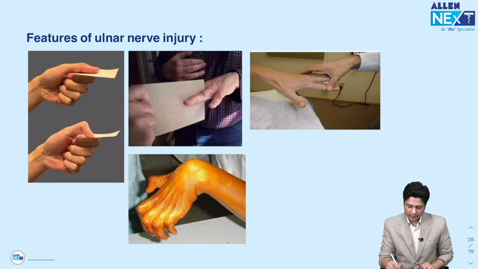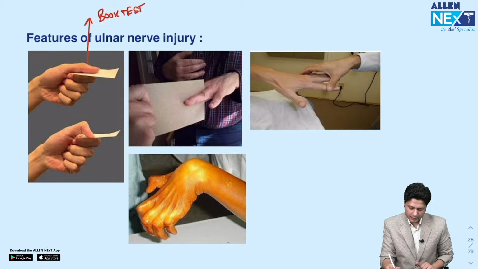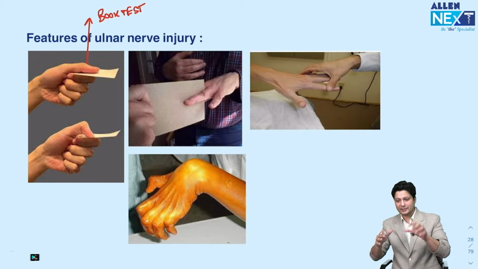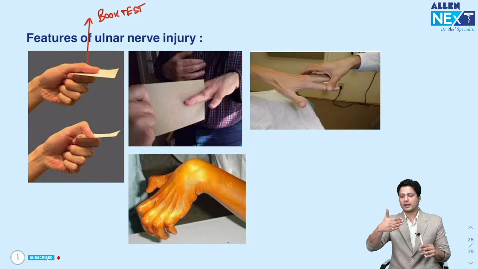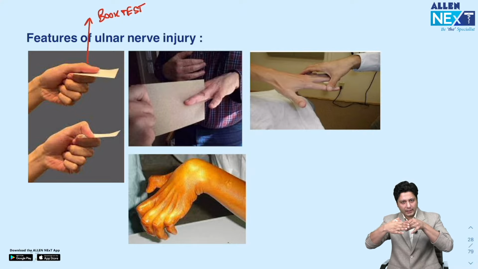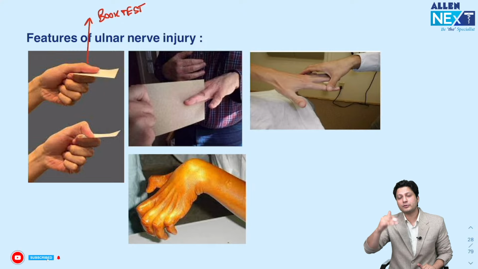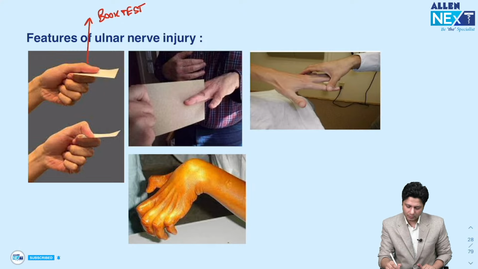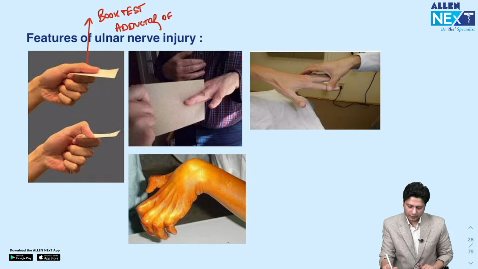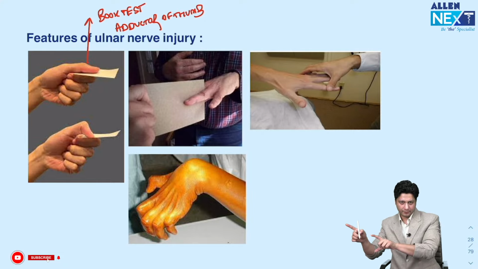This one is the book test. Again, as I told you, you need not identify a test based upon the object. Here they are asking a patient to flex the thumb or adduct the thumb and hold the book tightly while the examiner is trying to lift or pull the book. So that is the book test. In the book test, what is the name of the muscle that you are testing? You are testing the adductor of the thumb. And you know, the adductor of the thumb is supplied by the ulnar nerve.